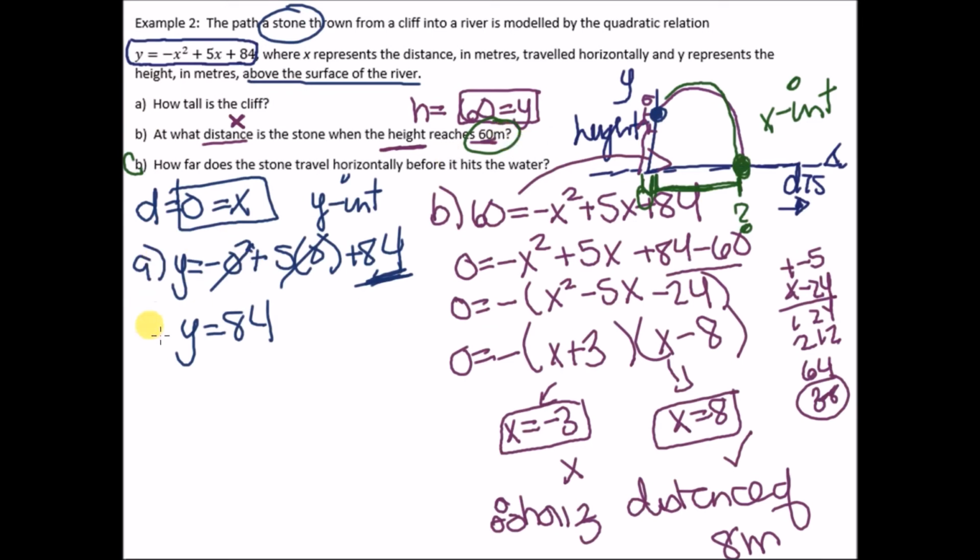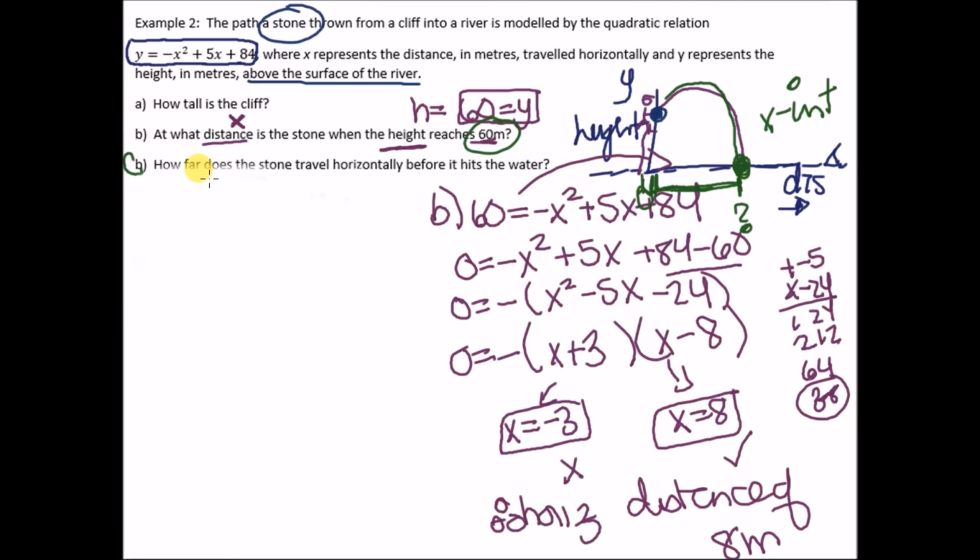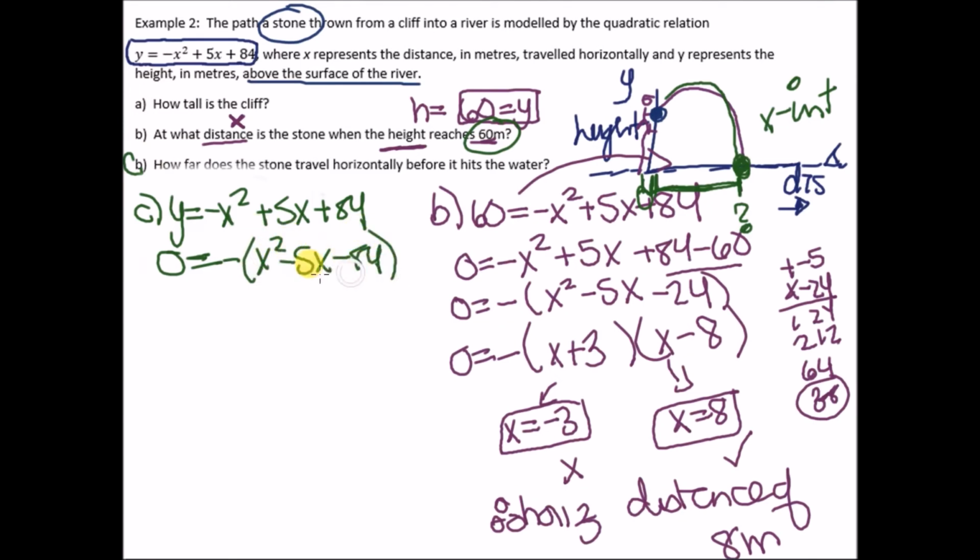Let me clear some board. Let's start with the original equation: y equals negative x squared plus 5x plus 84. Let's set it equal to 0 because we want to know the x-intercepts. In order to solve for the x-intercepts, we set y equals 0. Let's pull out that negative, so we get x squared minus 5x minus 84. What two numbers multiply to negative 84 and add to negative 5?